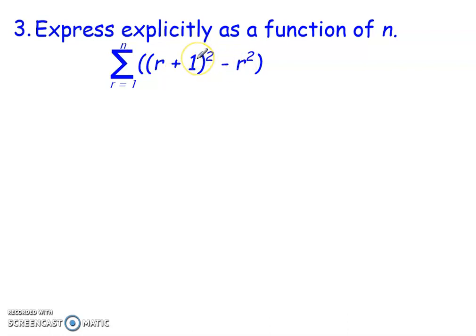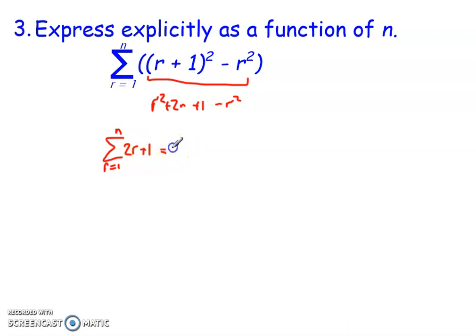So the first thing I'm going to do though is multiply out this bracket. So if I take this bracket and multiply the whole thing out, I get r squared plus 2r plus 1 minus r squared. So what I can do is rewrite this as the sum from r equals 1 to n. The r squared will go, of 2r plus 1. Now that's a heck of a lot simpler than this. And at this stage, we split it up using our properties and see what we get.